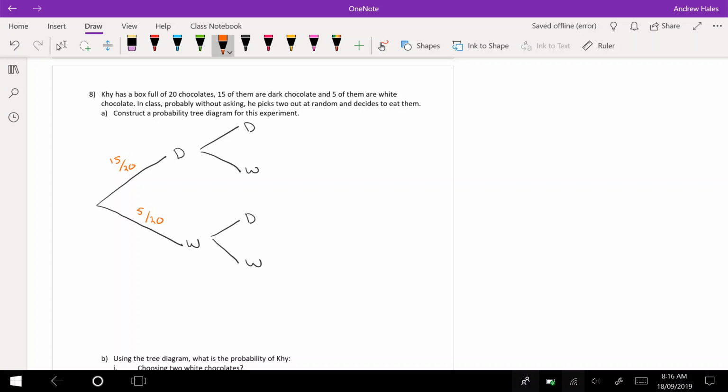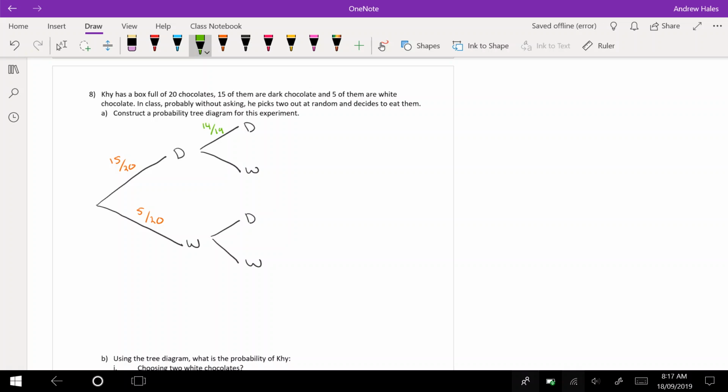Now, what we have to consider with this experiment is, are we conducting this with or without replacement? Well, once he picks the chocolate out of the box and eats it, you can't put it back. So this experiment is being conducted without replacement, so that means we have to consider our new probabilities. If we've picked a dark chocolate, that means we have 1 less dark chocolate to choose from. That changes to 14 out of 19. You take 1 dark chocolate away, you take one of your options away.